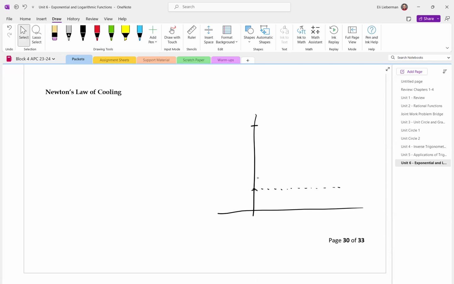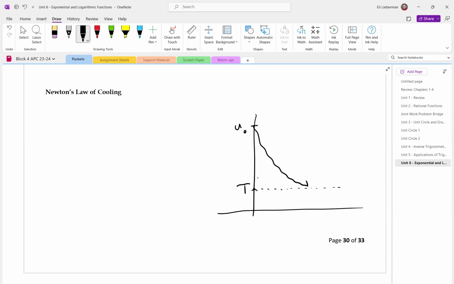I'm going to replace these with different things. Sorry, not T sub 0, U sub 0, U standing for temperature. And T is the temperature of the room. Newton's law of cooling says that we have a function that looks like this. What letter do you think is going to be involved besides U and T? E, yeah, it's exponential, right?